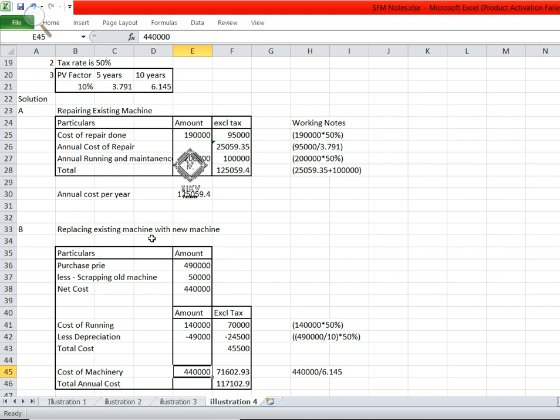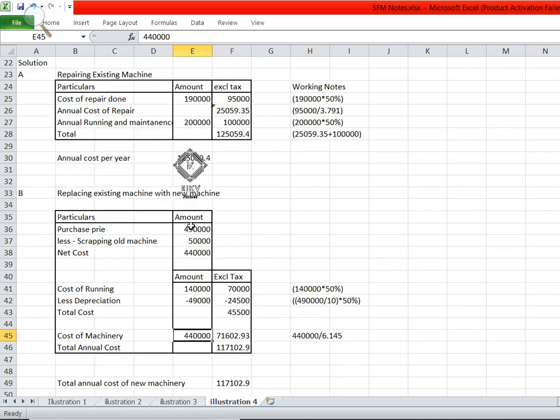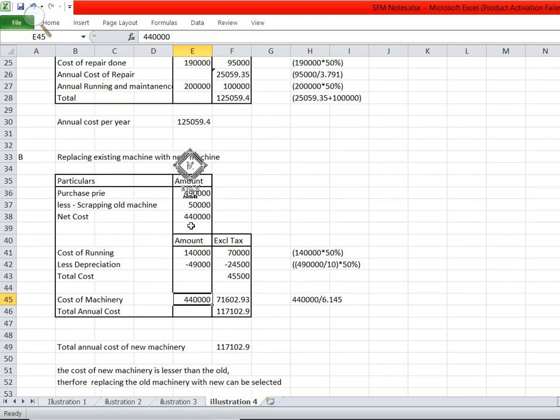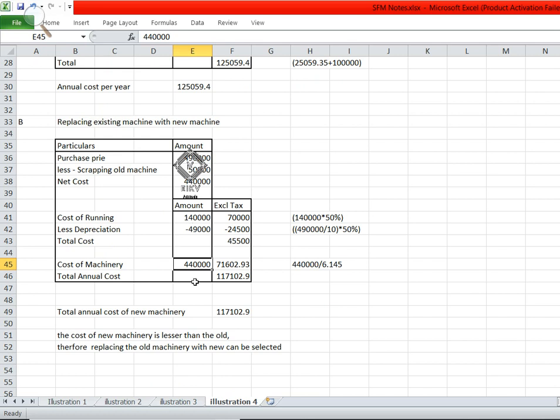Okay, so after computing the same, we need to check which cost is lesser, whether repairing the old machinery or purchasing the new machinery. So after checking these two options, we can find that replacing the old machinery with a new machinery is much cheaper than repairing the old machinery. So the cost of the new machinery is lesser than the old option, which means the second option is preferable. Therefore, replacing the old machinery with the new can be selected.